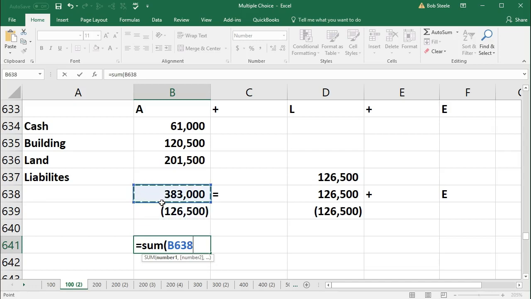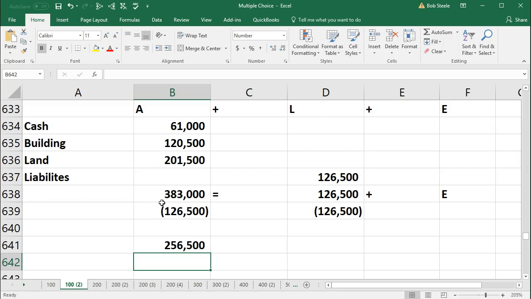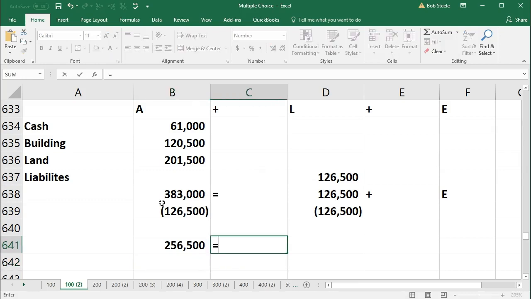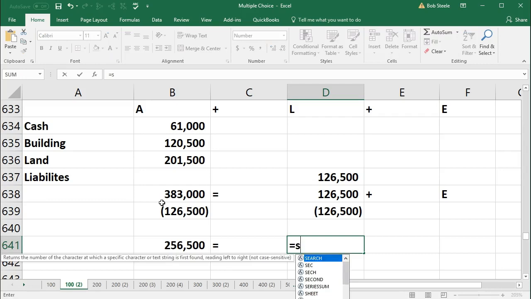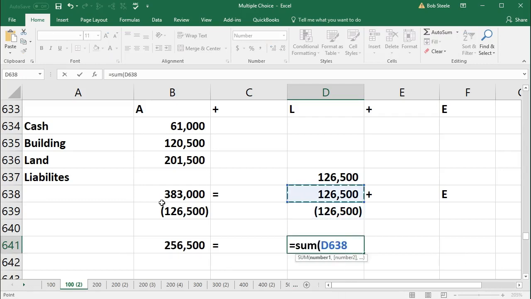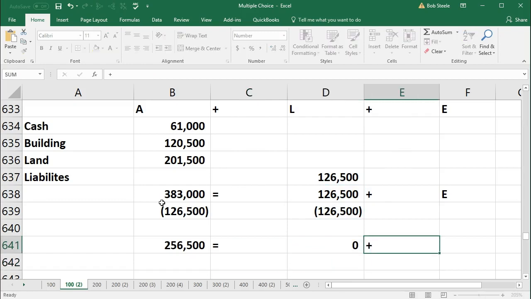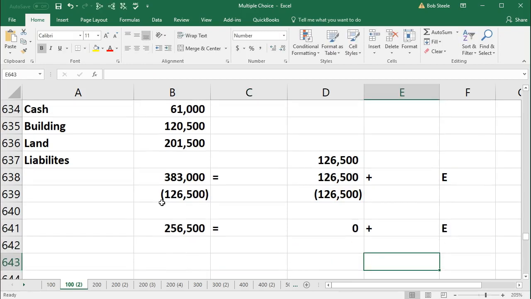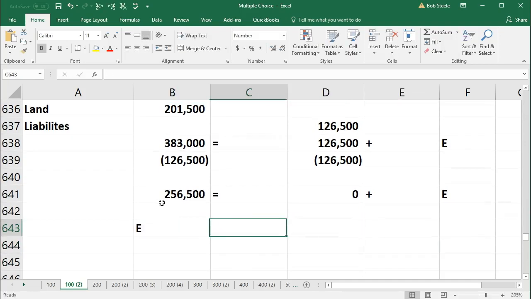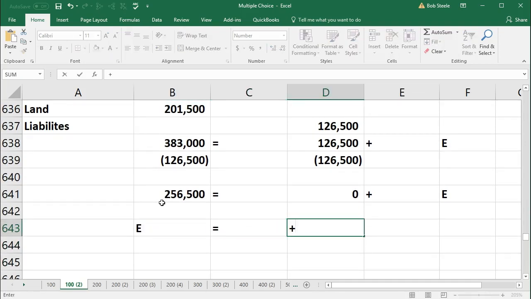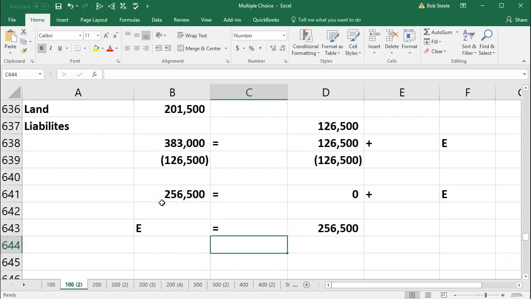This $383,000 minus the $126,500. I'm doing a sum function here, which means we're taking this positive number minus that negative number. Subtraction problem providing us with $256,500. That then will be equal to, we'll do the math here. We're taking the $126,500 minus the $126,500, which of course is 0, plus equity. Therefore, we see that the equity will then equal the $256,500. That's going to be the answer for this question.